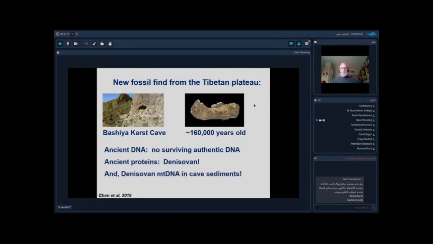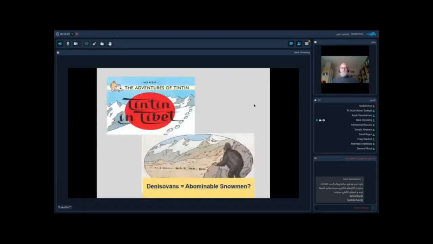And in a follow-up study that looked at DNA from the cave sediments, there's Denisovan mitochondrial DNA in the cave sediments. So yes, it looks like Denisovans were indeed capable of living at such high altitudes, which then makes you sort of wonder, so what were these Denisovans anyway? Could they have been the source of the myths about the abominable snowmen?